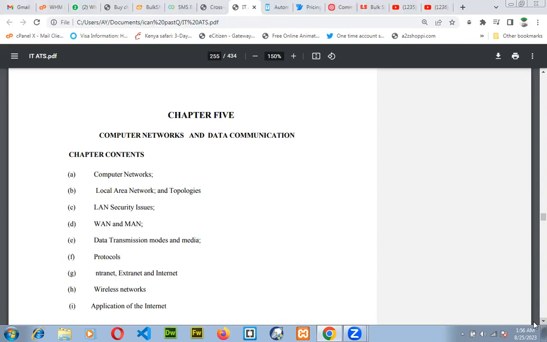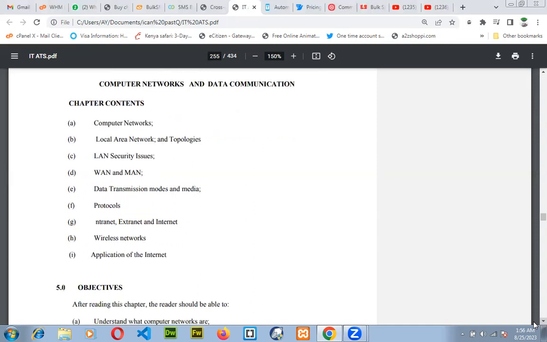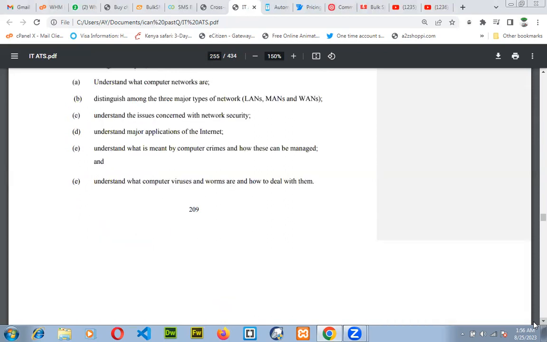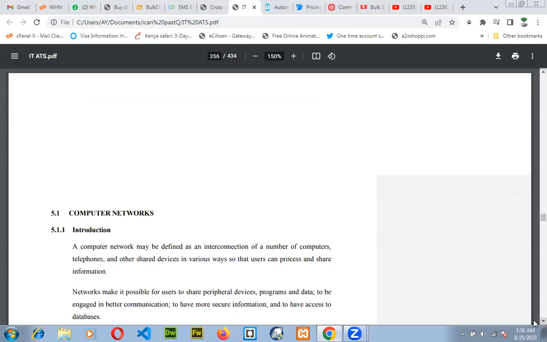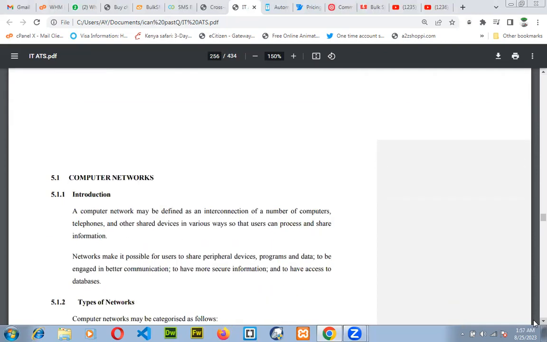So as you can see, this is part 5, chapter 5 of my notes, and we'll be talking more extensively on computer networks, local area network and topology, LAN security issues, wide area network and metropolitan area network, data transmission mode and media, protocols, intranet, extranet, and internet, wireless networks, and application of the internet. So we'll be learning all this. And permit me, I might be skipping some other things. So I won't be reading everything word for word, but I can assure you that anything I read, I will explain and describe how it is in the real world.